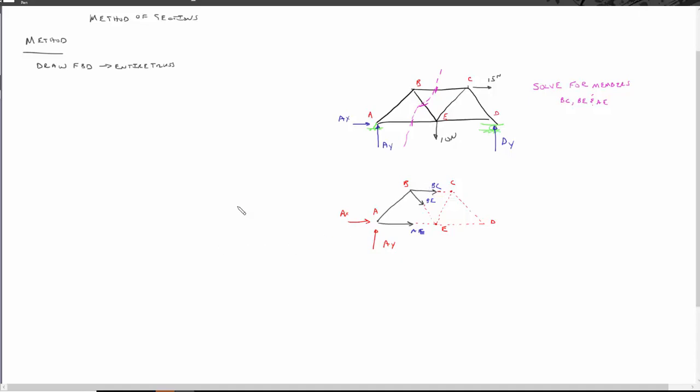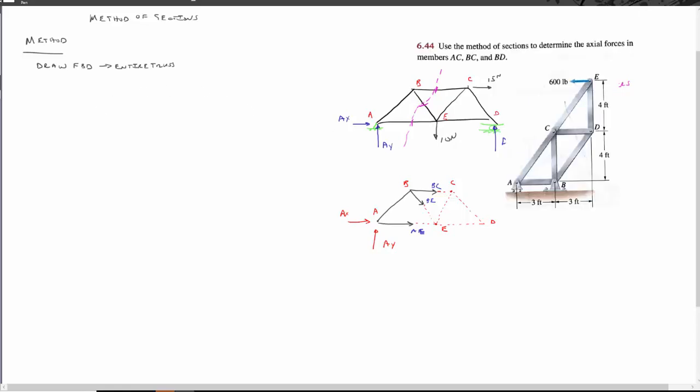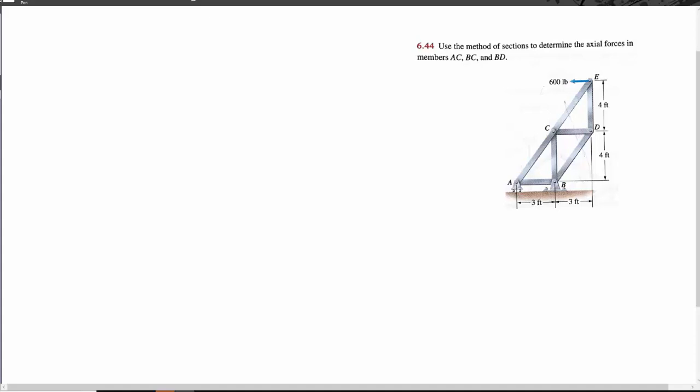Alright, so let's go ahead and do an example. So we've got this truss here, and it's got a 600-pound external force acting at point E, and it's asking us to use the method of sections to determine the axial forces in members AC, BC, and BD. So I'm going to mark through the members that we're going to be solving for. So AC, BC, and BD.